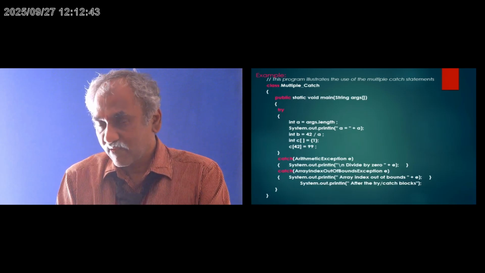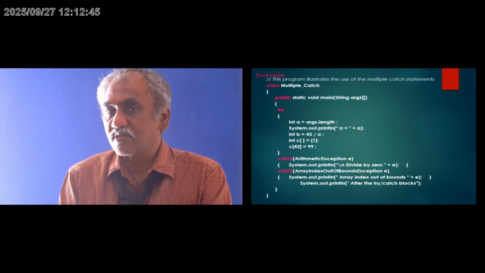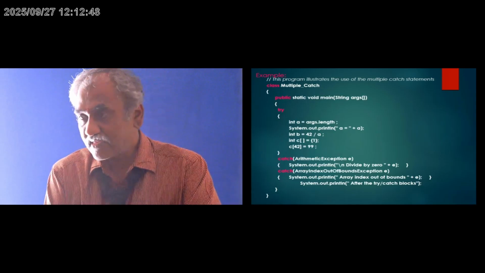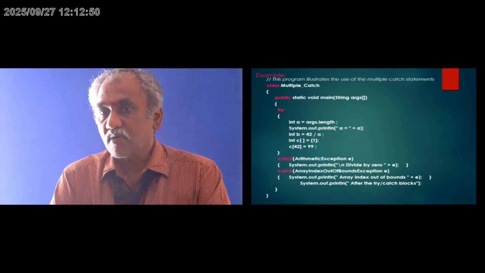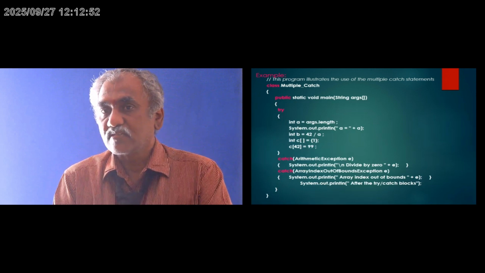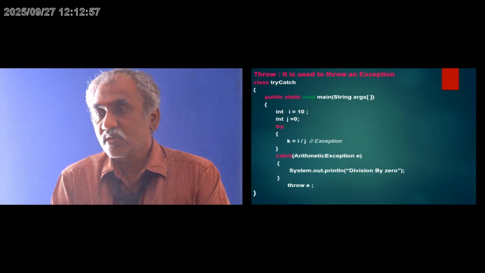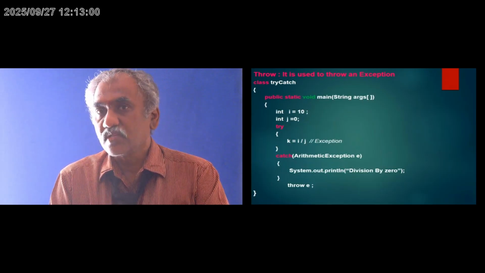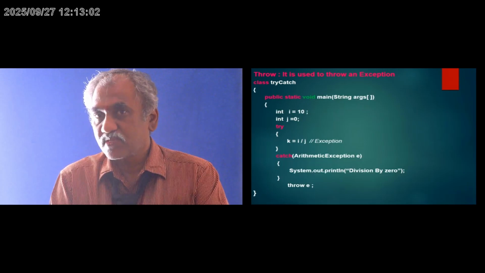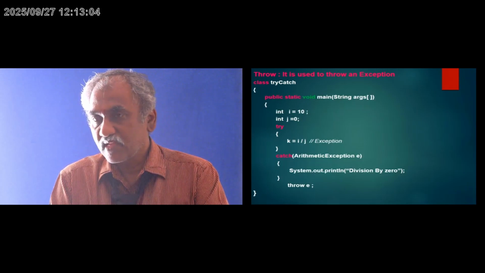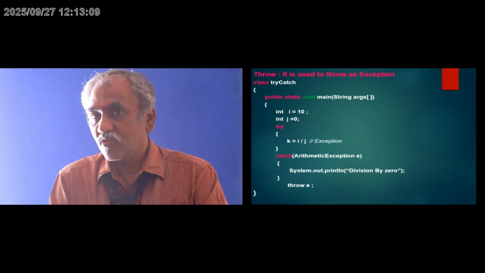In the program, if an exception arises, control is transferred to the catch block that matches the exception. ArrayIndexOutOfBoundsException will be caught there. Throw is used to throw the exception. In the program you see the division by 0. After the division by 0, the catch block will catch the exception, and the throw statement is used to throw the exception.